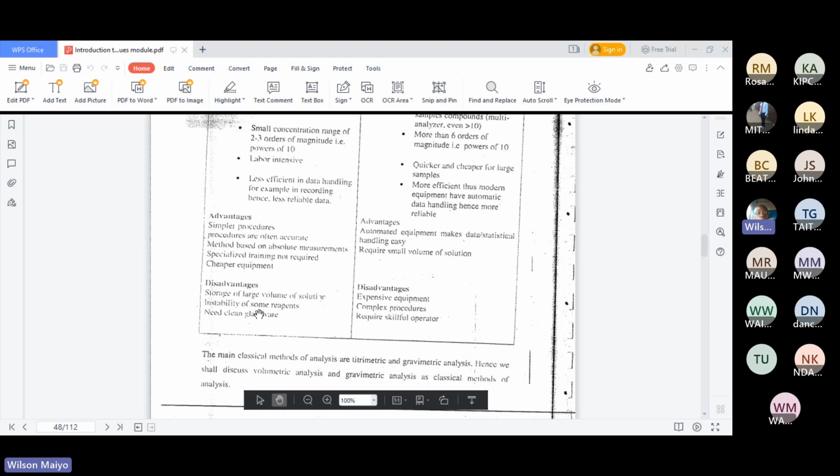Some of the reagents, once they are prepared, once dissolved, you'll find that they are not stable because of exposure to the atmosphere. They tend to convert to something else, right? They convert to something else. So they are unstable, or the instability of some reagents causes erroneous results.